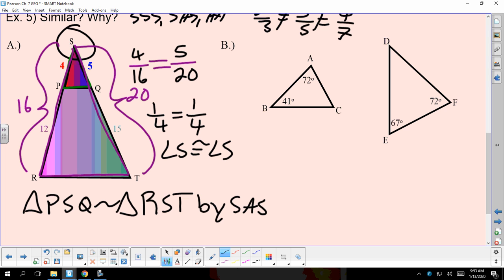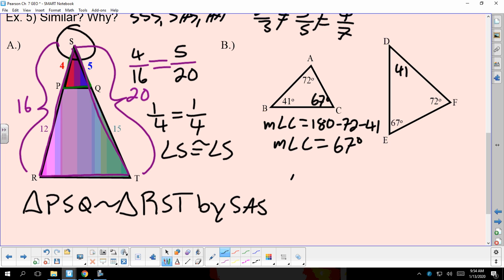Next one. I have two angles of one triangle. I want to figure out what the measure of angle C is here. So we have measure of angle C equals 180 minus 72 minus 41. Let's see what we do. I get measure of angle C equals 67 degrees. And then if that's 72, that's 67. This has to be 41.